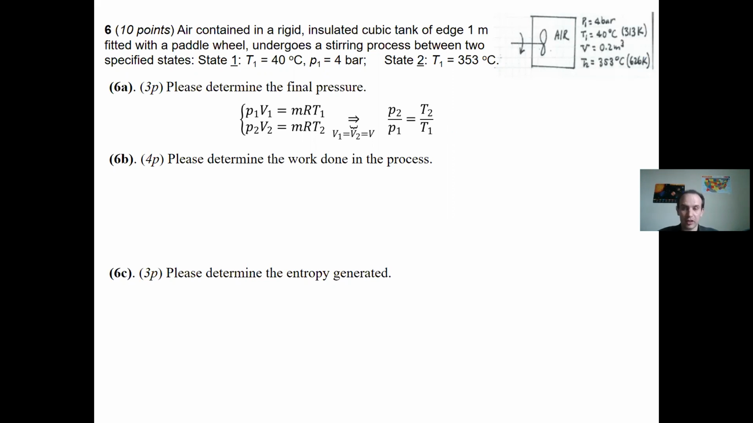Now, second question. Find the work done in this process. So what is the work done in this process? What do you think? It will not be 2 bar, it will be 4 bar, it will be 8 bar, right? Because pressure grows. Good question.